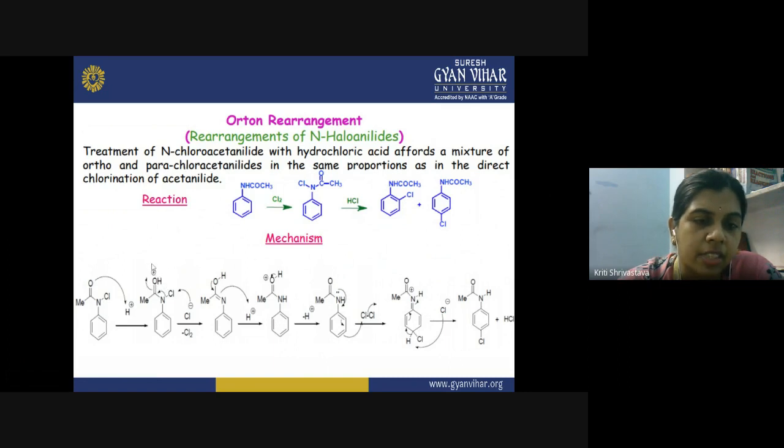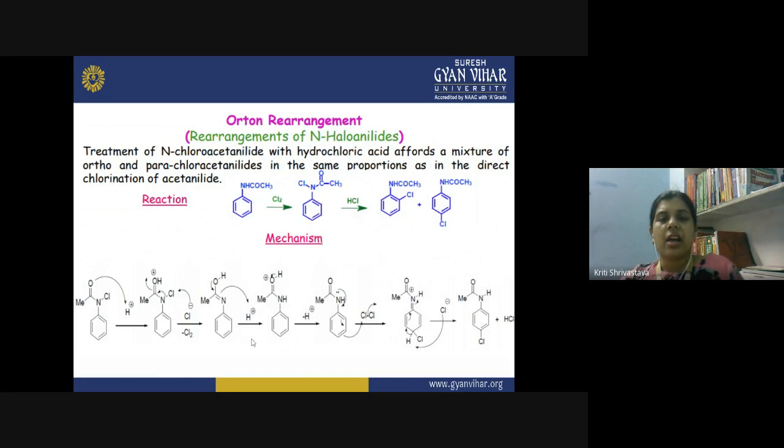So a positive charge is developed over here, and now the chloride ion, because in the acid we also have chloride ion, attacks the chlorine on the nitrogen, and finally the rearrangement of electrons takes place in such a manner that the chloro is removed from here. Once the chloro is removed from here, it can attack on either the ortho position or the para position. And there are equal chances of attacking both positions. So in the product mixture, we get both the products in equal amount, in the same proportion.